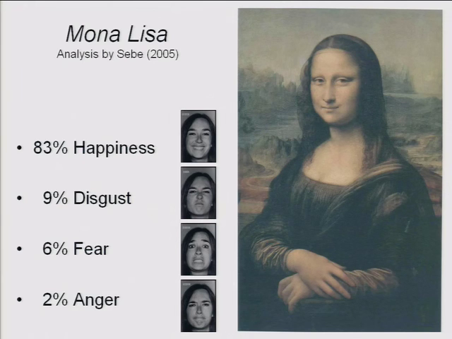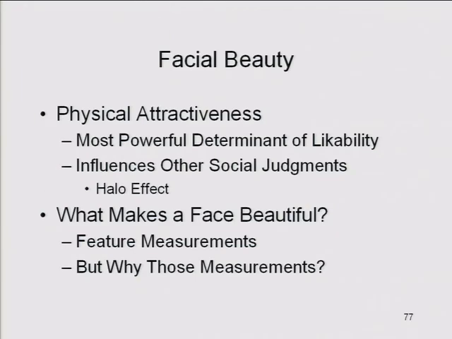Let's move from beautiful faces to the problem of facial beauty. What is it that makes faces attractive? Why are we attracted more to some faces than to others? This problem of physical attractiveness is a really important one for social psychology because it turns out that an individual's physical attractiveness is the most powerful determinant of whether we're going to like that person or not.